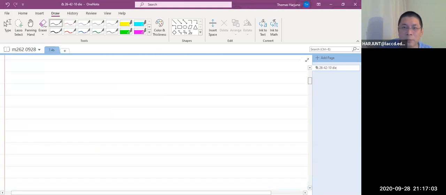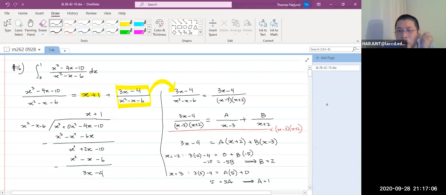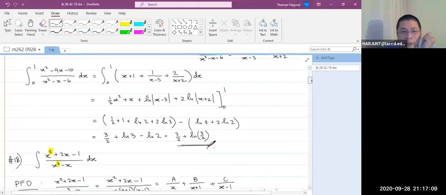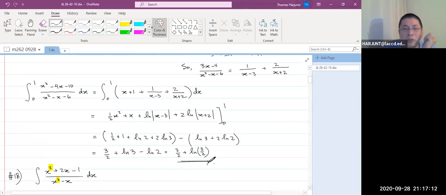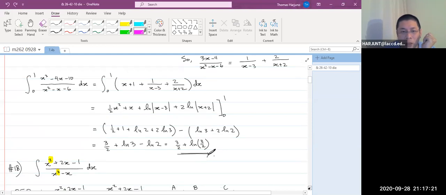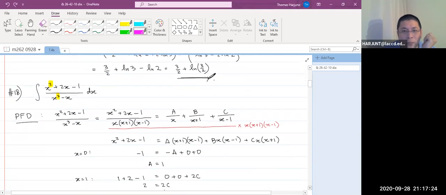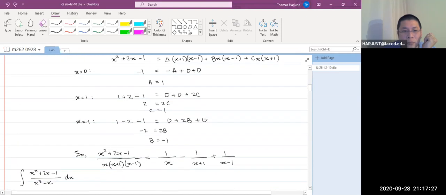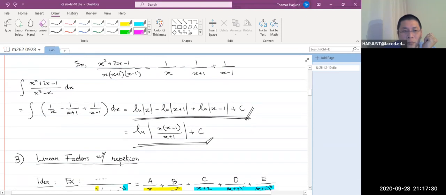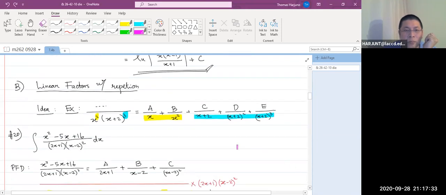If you see partial fraction decomposition, what's that? If no repetition, then that's easy, right? Now, what happens if you have repetition? Then you repeat the denominator. If you have repetition, x squared, then it's x squared. You have x cubed, something cubed, then that thing squared, that thing cubed.